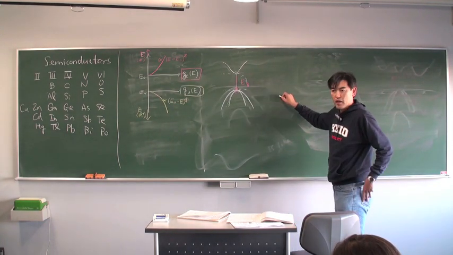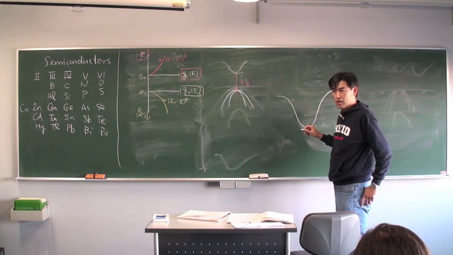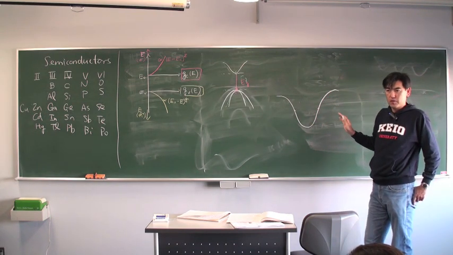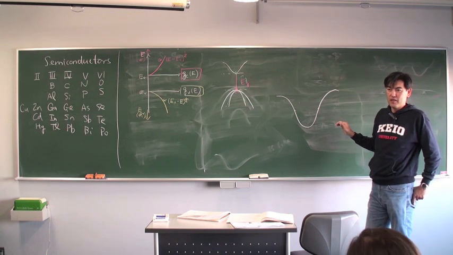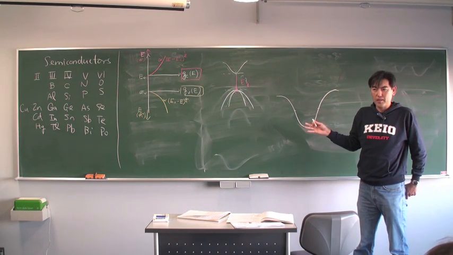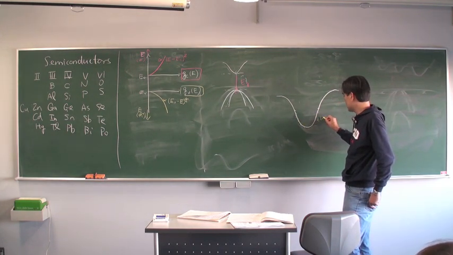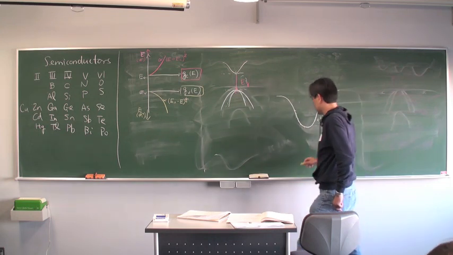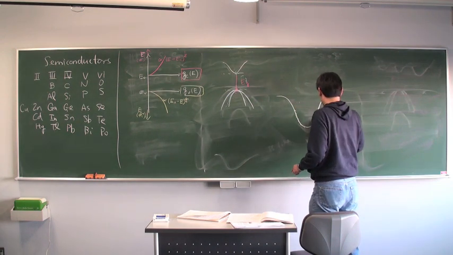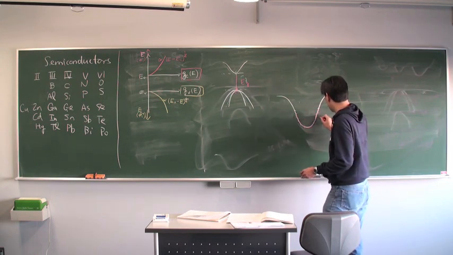Remember we had effective mass. When we calculated effective mass, we have something like this. Somewhere here there's a change of the slope, or curvature. I must say curvature, right? Remember, the double derivative of the band is effective mass, and this part is electron. I'm using red for electron.